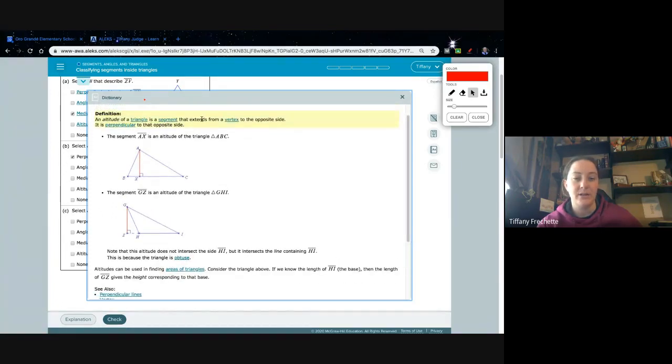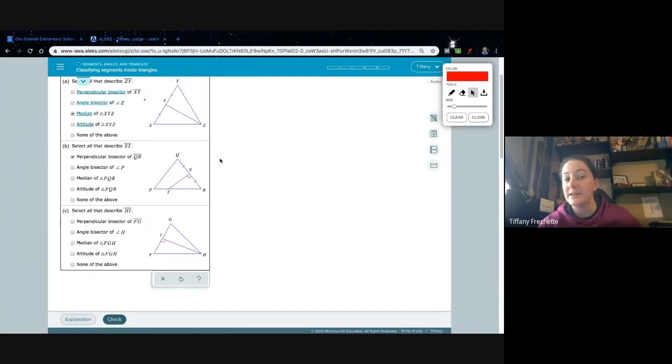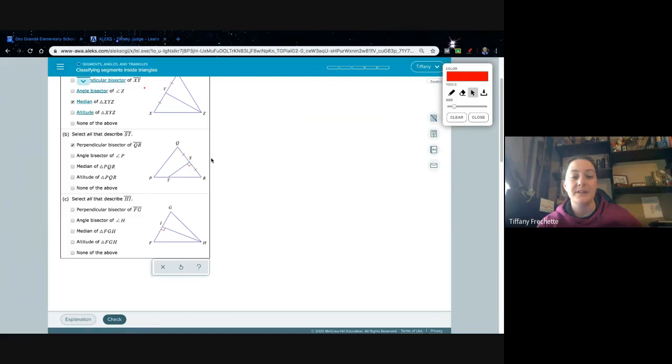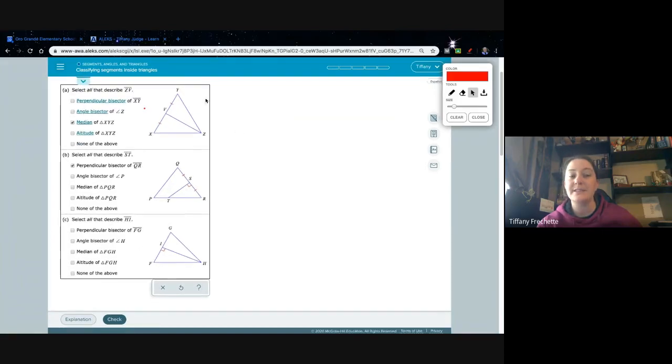An altitude is a segment that extends from a vertex. So it does have to extend from a vertex. I wanted to make sure on my definition there, because since I didn't have them written down from the last page, the only thing with this tool is it doesn't allow me to nicely bring notes from one page to the other. So we want to make sure that it goes through the vertex. It would have to go through P, go straight down, and then that's an altitude.